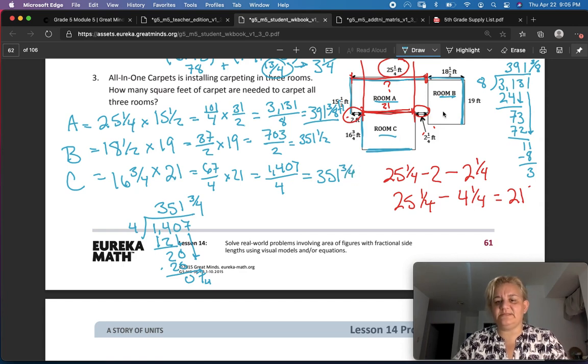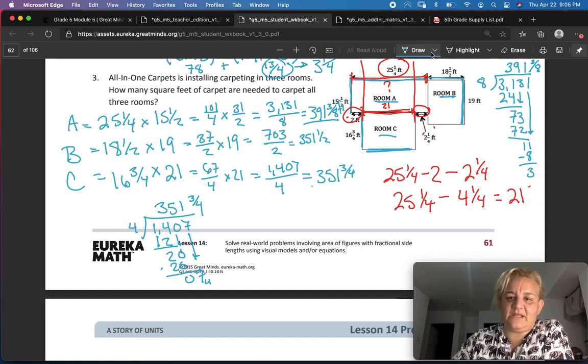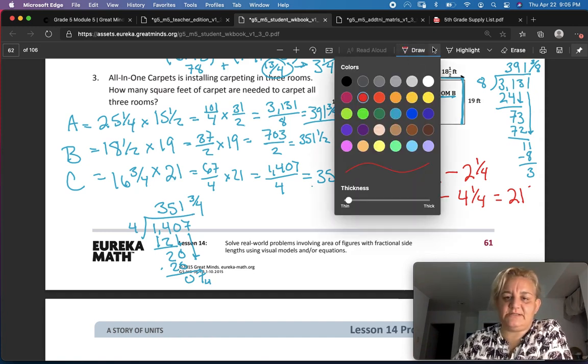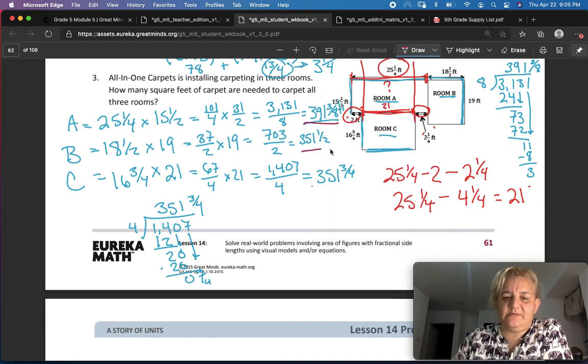Wow, room B and room C are almost the same size. And I guess if you look at the picture, they look really close. Now I'm going to add, and I am going to change colors again. I'm going to add this number and this number. So I'm just going to do that up and down. Do you see what I'm doing there?